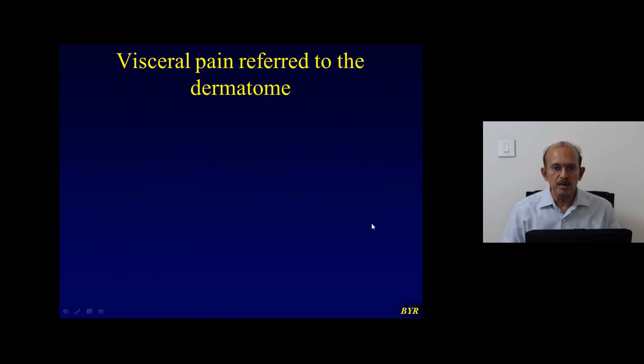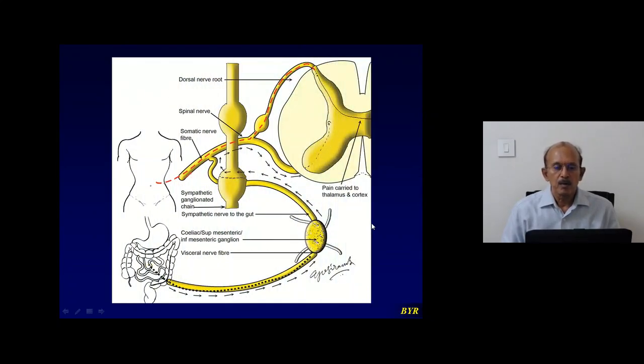Visceral pain referred to dermatome. Now let us see. These are the viscera. Here is the spinal cord. These are the posterior horns. This is the anterior horn of the spinal cord, gray matter. This is the anterior nerve root. This is the posterior nerve root having the dorsal ganglia. You can see the peripheral nerve.